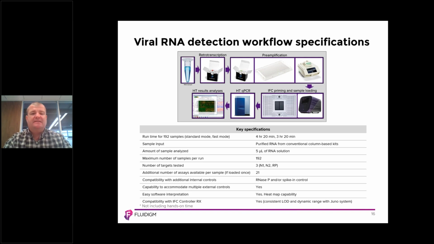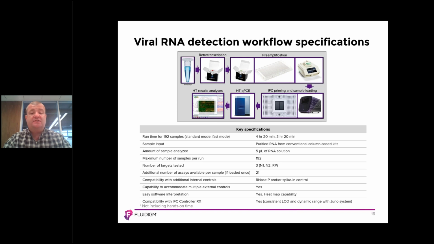So in terms of our workflow specifications, it looks a little bit like this. The image at the top of the slide shows you the upfront work, followed by the work that takes place on our Juno and on our Biomark HD platform. In walking you through this workflow, we start with an RNA sample. That's what's shown in the tube, colored in blue. We then perform a reverse transcription reaction of that RNA to generate the cDNA. Once that cDNA is created, we then perform a specific target amplification or pre-amplification on a standard 96 or 384-well plate.